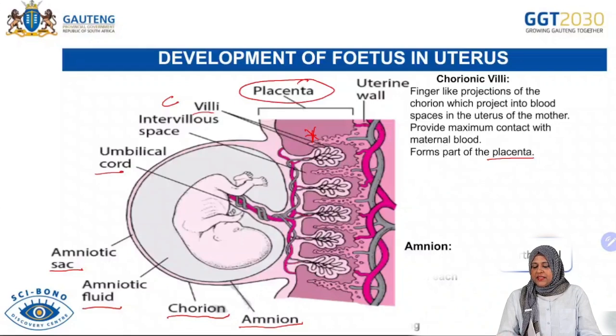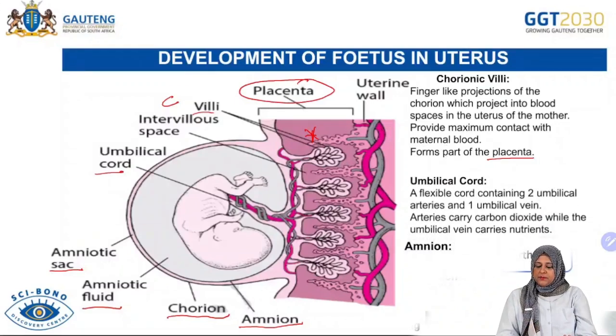Now, the umbilical cord is a flexible cord containing 2 umbilical arteries and 1 vein. Remember, the arteries carry carbon dioxide from the fetus to the placenta to be discarded, and the umbilical vein brings nutrients from the mother to the fetus to grow. Then if you look at the amnion, it secretes amniotic fluid that protects the developing fetus.